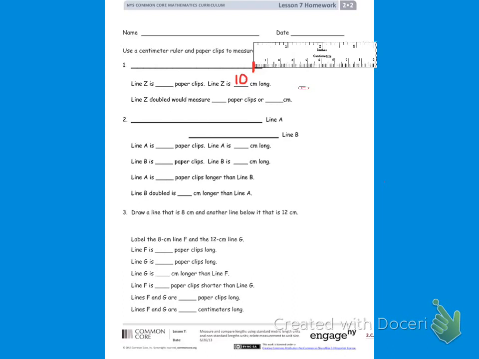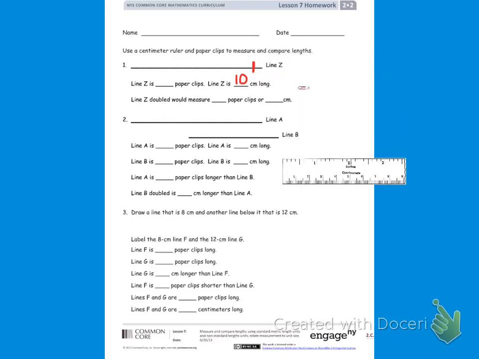Now it asks that we measure line Z using a non-standard unit of measurement. That would be a paper clip. So I'll move the ruler out of the way and pick up the paper clip. As you know, paper clips are non-standard units of measurement because they are not the same. They're close to the same in length, but not the same. So I'll line my paper clip up along the edge of the line.